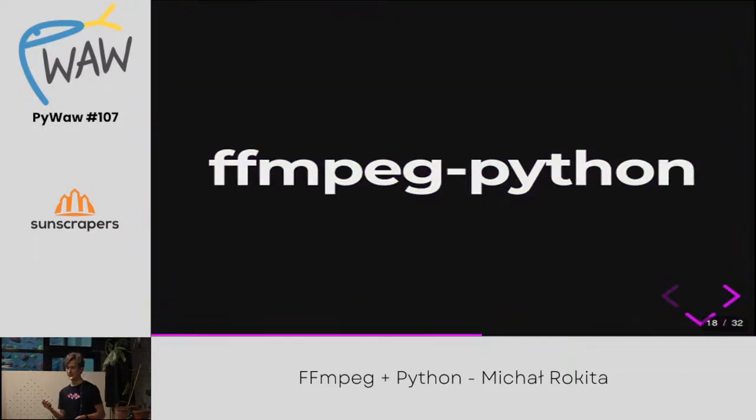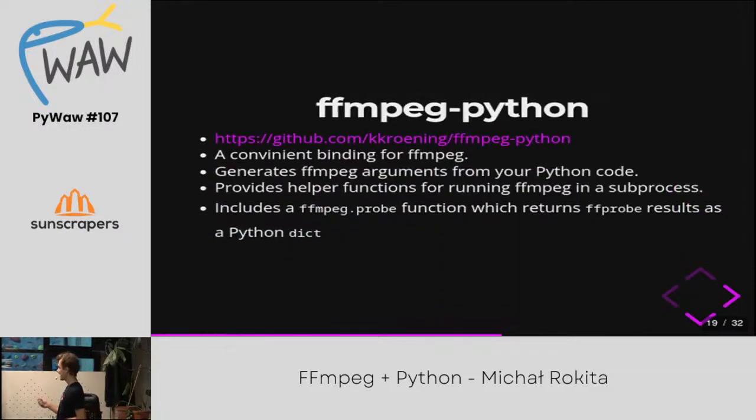So how to make this easier and mostly easier to maintain? There is a very nice binding for FFmpeg for Python, which is called FFmpeg Python, simply. And this is the GitHub repo for the project. It is very convenient and very easy to use. What it does is it generates FFmpeg command line arguments from your Python code.